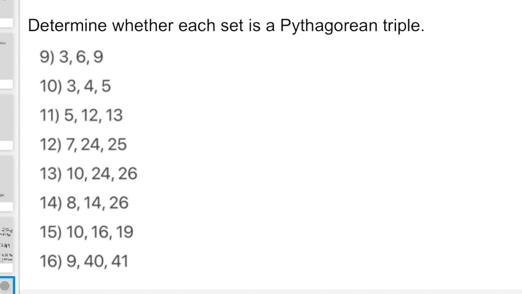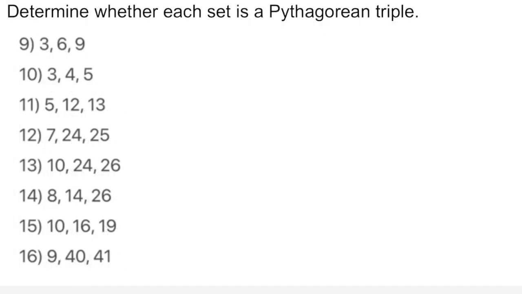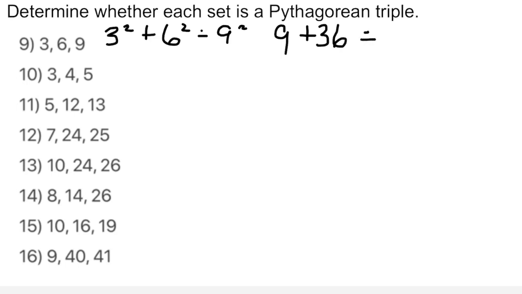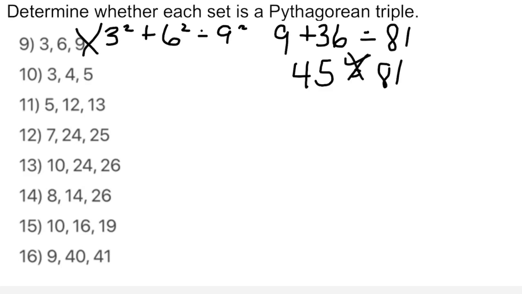So go ahead and pause the video here and try number 9 on your desk. So for number 9, we have 3 squared plus 6 squared equals 9 squared. And 3 squared is 9 and 6 squared is 36. And 9 squared is 81. 36 plus 9 is 45 equals 81. And 45 does not equal 81, so this is not a Pythagorean triple.